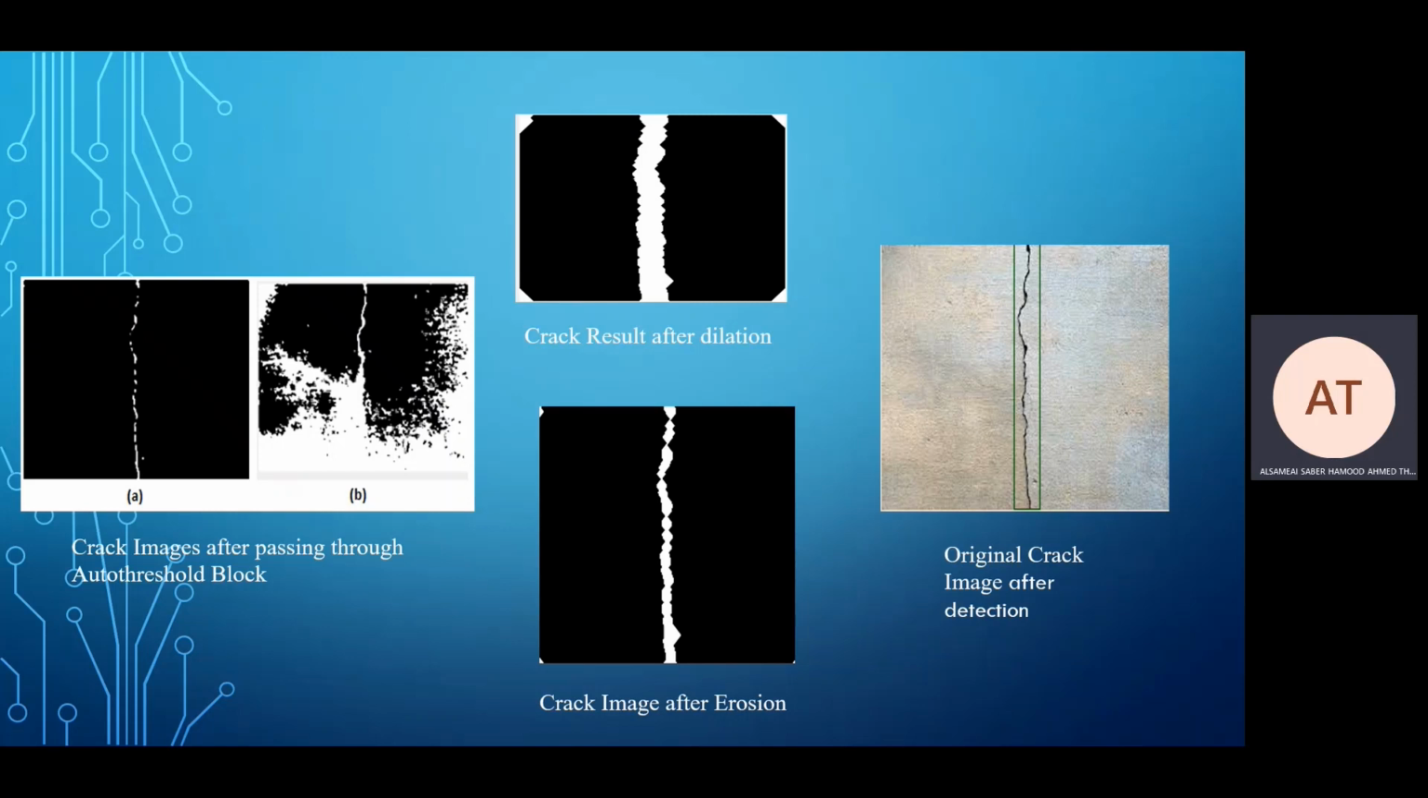And the final results, as we can see for the crack image, with the bounding box enclosing the crack, the color for the bounding box is green, as it is mentioned, and the crack length is displayed on a display unit from the Simulink library.